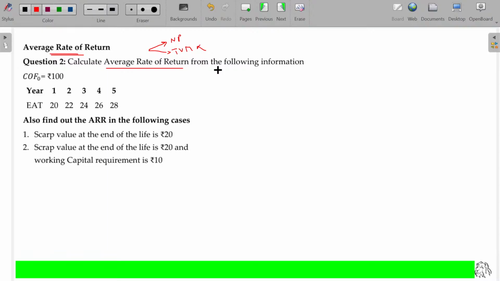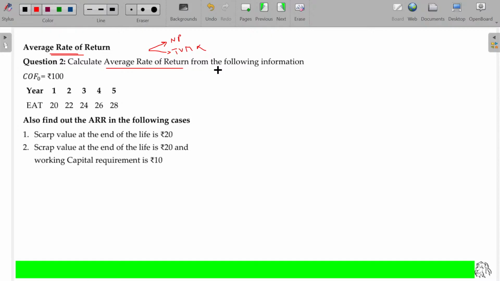Now, average rate of return is nothing but net profit ratios. Like, for the amount you have invested, how much you are getting? That can be represented as rate of interest, rate of return. That's what accounting rate of return or average rate of return is.